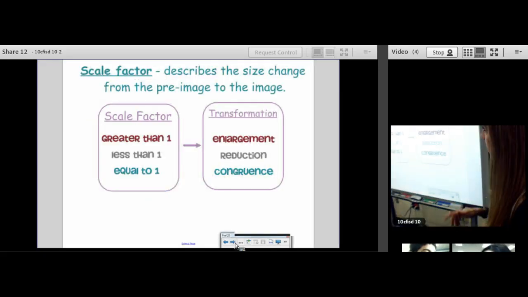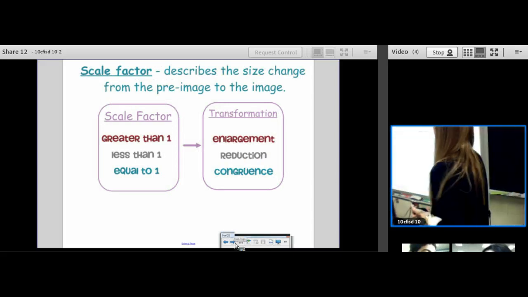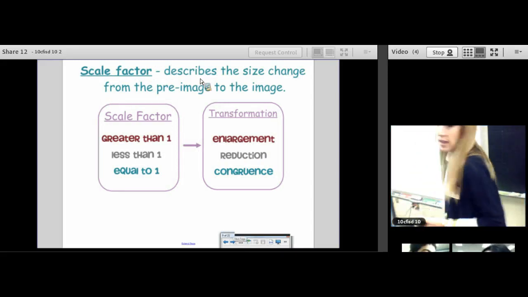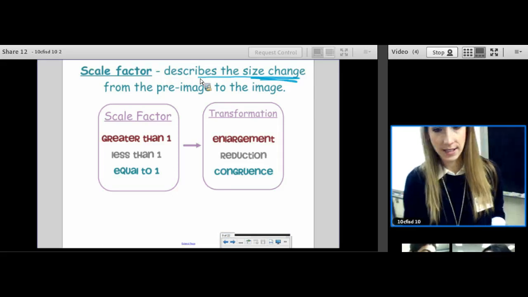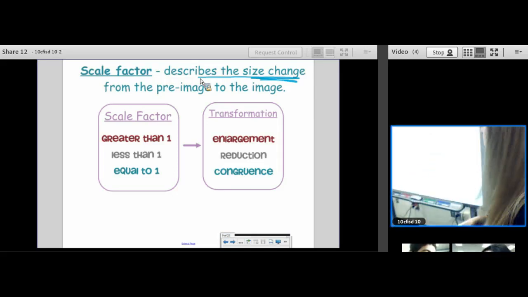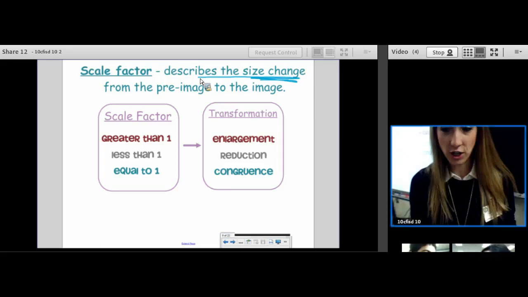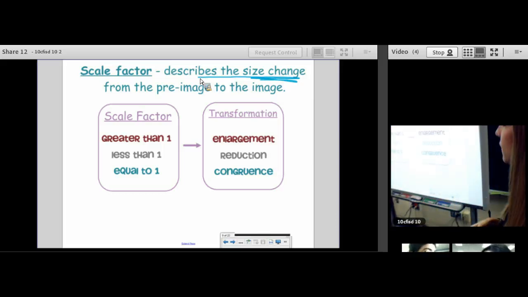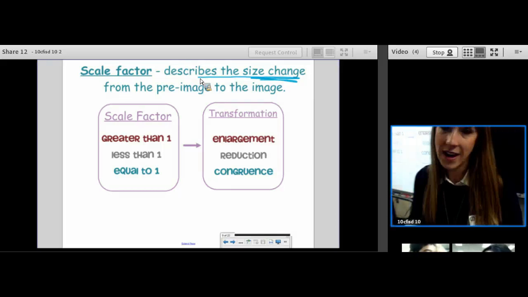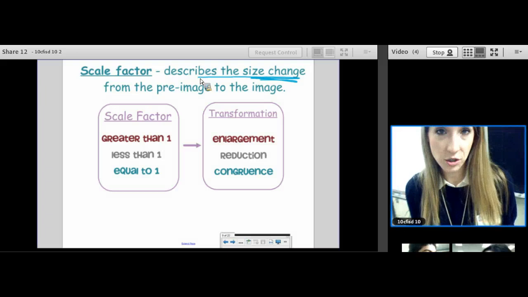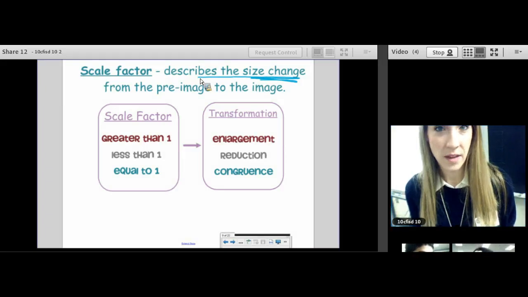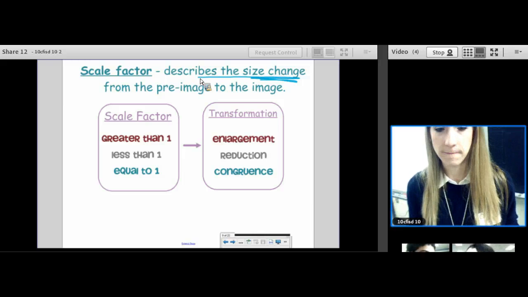So the scale factor is a number that describes the size change. If your scale factor is greater than 1, it's an enlargement. If your scale factor is less than 1, it's a reduction. And if your scale factor is equal to 1, it's called a congruence transformation, because nothing's going to happen to your figure if your scale factor is 1.